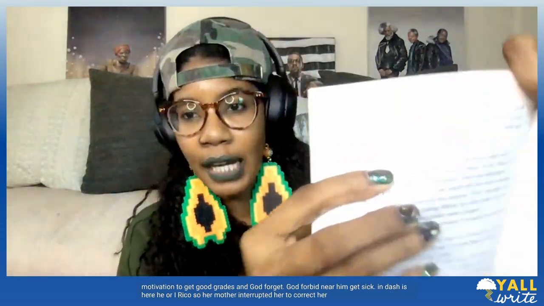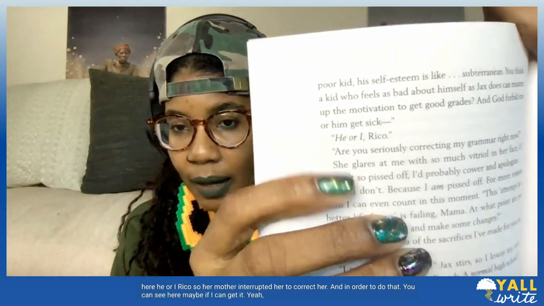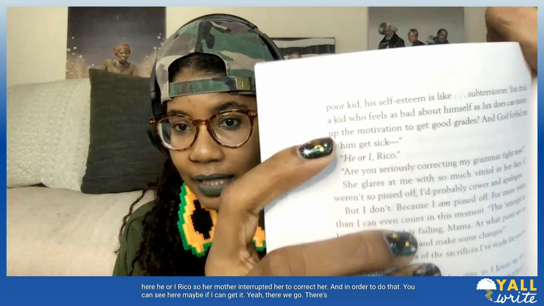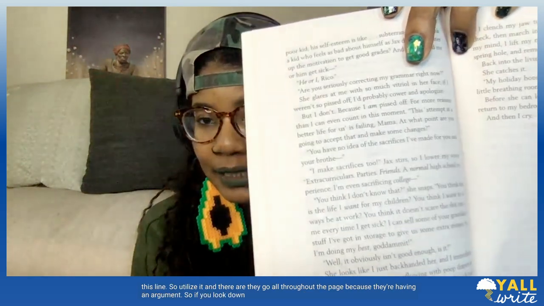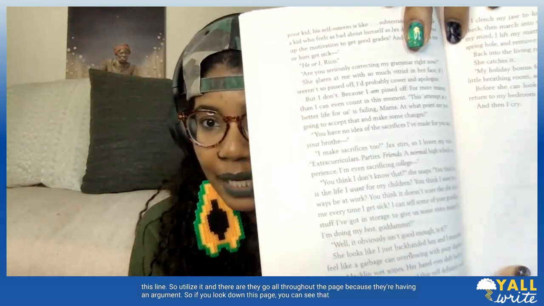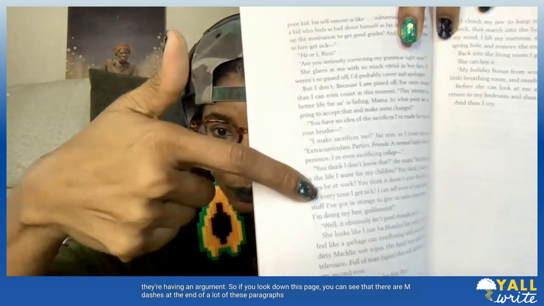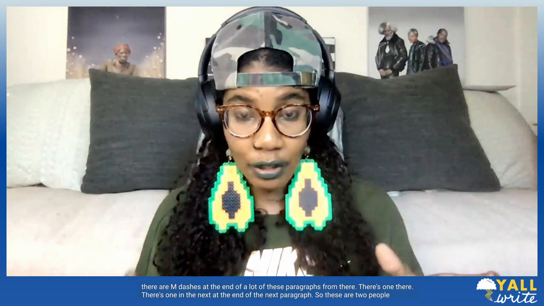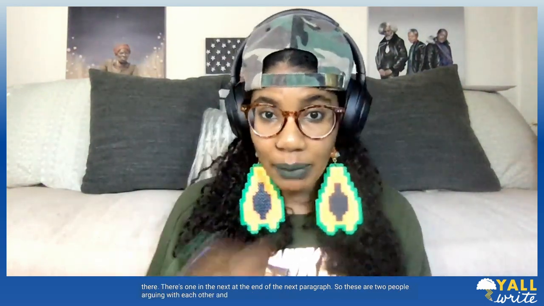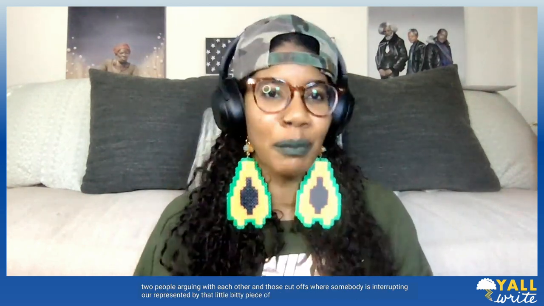And in order to do that, you can see here, maybe if I can get it. Yeah, there we go. There's the em dash in this line. So utilize it. And they go all throughout the page because they're having an argument. So if you look down this page, you can see that there are em dashes at the end of a lot of these paragraphs. There's one there. There's one there. There's one at the end of the next paragraph. So these are two people arguing with each other, and those cutoffs where somebody is interrupting are represented by that little bitty piece of punctuation. That's actually one of my very favorites.